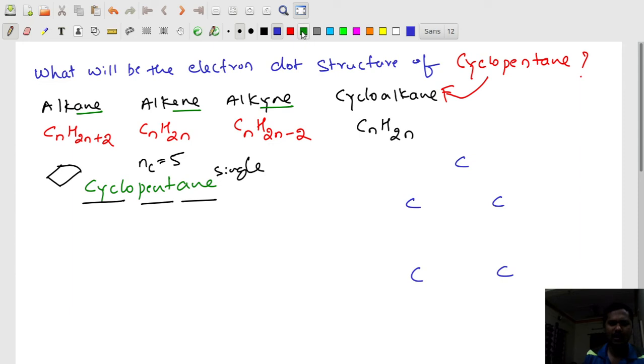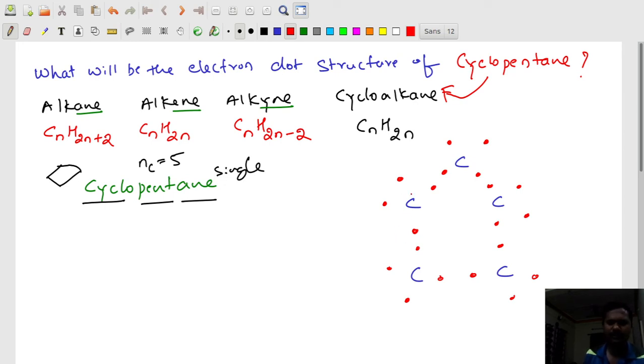Now take the electrons. We know that each carbon has 4 valence electrons. I will keep one here, one here, one here, and one here. Similarly, this carbon again has 4 valence electrons, and so do the others. This is the electron dot structure of each carbon atom.